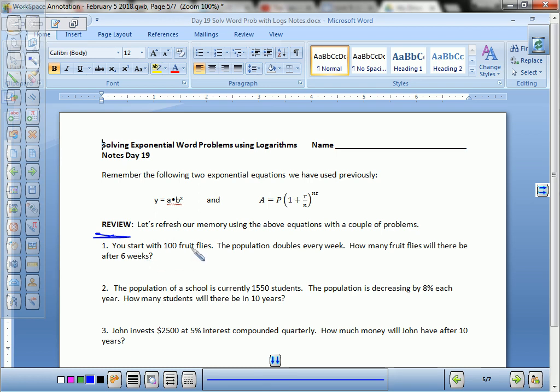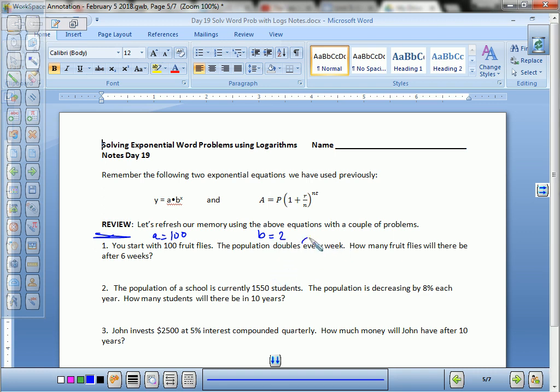If we started with 100 fruit flies and the population doubles each week, how many fruit flies will there be at the end of 6 weeks? Our initial amount is A in this case, which is 100. The population doubles every week. When we have words like double or triple or quadruple, it's just the number. The only time we add or subtract to 1 is if it's a percent increase or a percent decrease. But this is double, so it's a plain old 2.